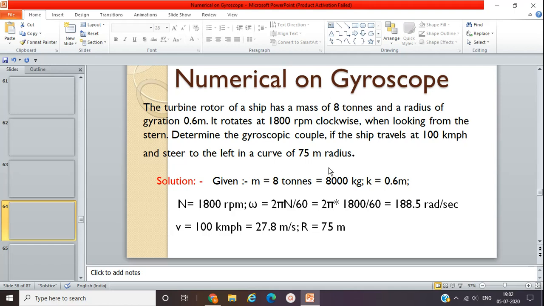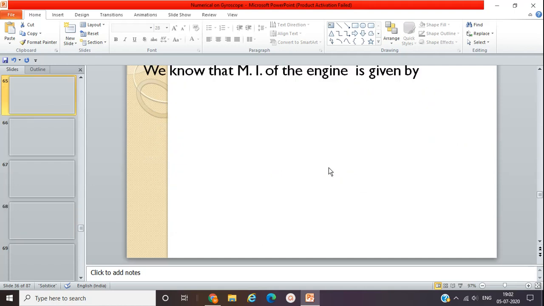Now we are able to find the value of the gyroscopic couple. That gyroscopic couple value will be given in terms of I omega into omega p. So first of all, we have to find the moment of inertia of the engine, that is given by I equal to m into k square, where m is the mass of the body, which in this case is nothing but the ship, whose mass is given as 8 tons, and k is the radius of gyration. By putting in the values given in the problem statement, 8000 into 0.6 square, the mass moment of inertia will be 2880 kg meter square.